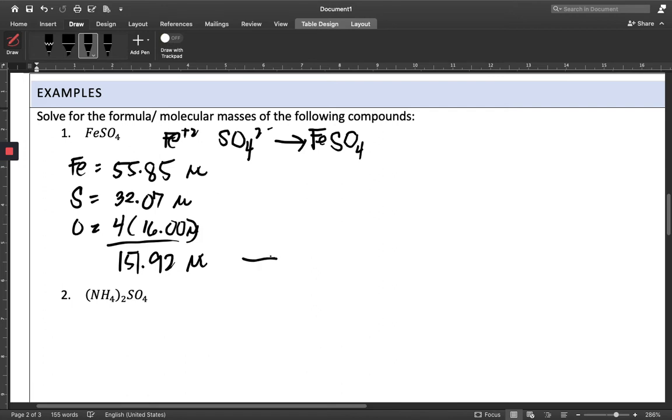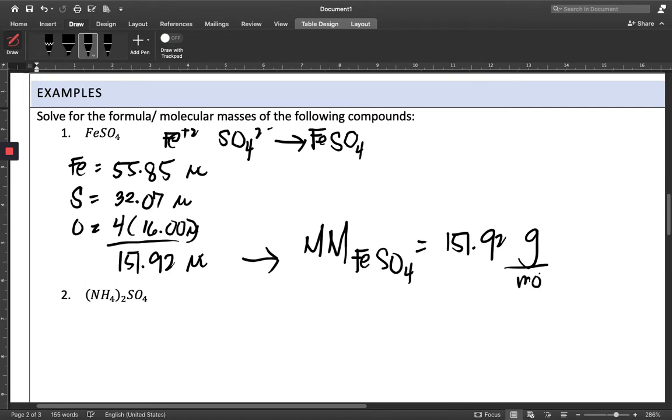If you are going to report this as the molar mass of iron 2 sulfate, remember that they are just numerically equal. The molar mass of a compound is numerically equal to its formula mass. So if you have MM, this time it speaks of the molar mass, MM of FeSO4, then we have 151.92. Then instead of mu, we give it the unit of grams per mole. Meaning to say, for 1 mole of iron 2 sulfate, its mass is 151.92.